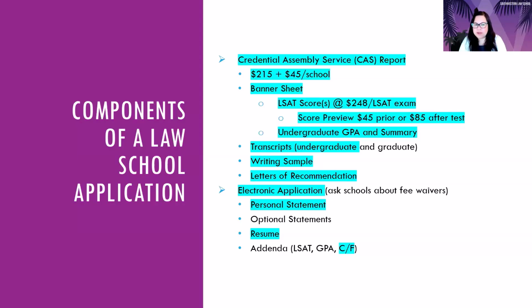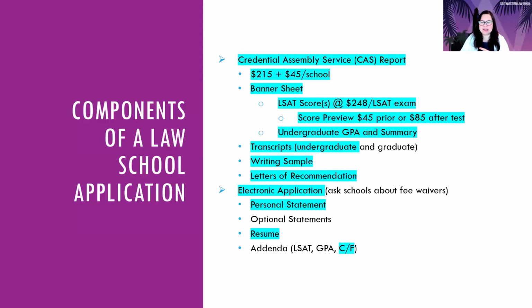There's something called score preview, which is the opportunity to see a score before it's officially released. So if you know you want to see it, you can pay $45 before you take the test. If you're not sure and you want to gauge until you're on the other side of the test before you decide to use this option, that's going to cost you more money after the fact. That's going to be $85. So you're also going to have to sign up just in general for something called Credential Assembly Service. This is the service that you send all of your undergraduate transcripts through.